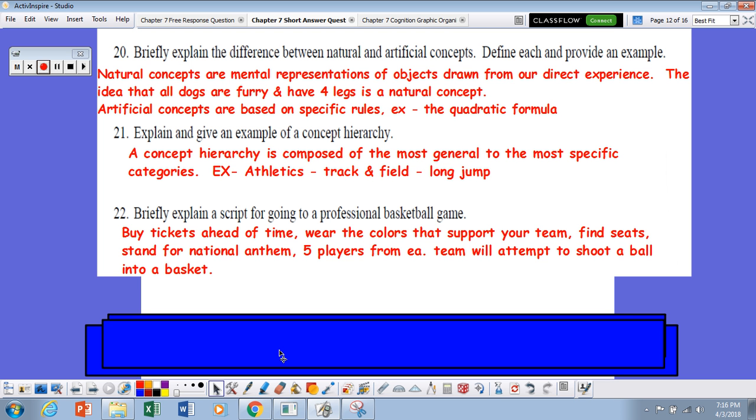And granted, this can vary from person to person a little bit, but an individual would probably buy tickets ahead of time, perhaps wear the colors or the logo of their team. When they get to the stadium, find their seats, maybe stand for the national anthem. Chances are when the game gets going, there will be 5 players from each team that will attempt to shoot the ball into the basket.